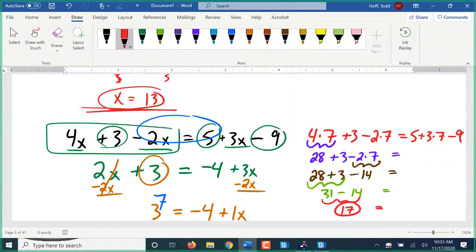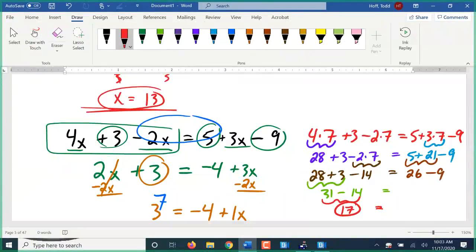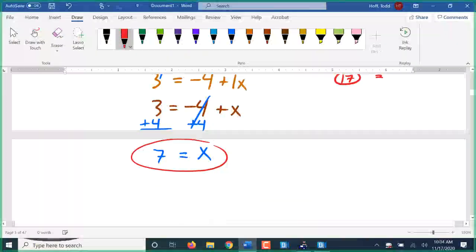Let's see what we get on the right side. So we've got multiplication. 3 times 7 is 21. All that's left now is addition and subtraction, so we'll go left to right. 5 plus 21 is 26. And 26 minus 9 is 17. We get 17 on both sides, so that confirms that x equals 7 is a valid solution to that equation.